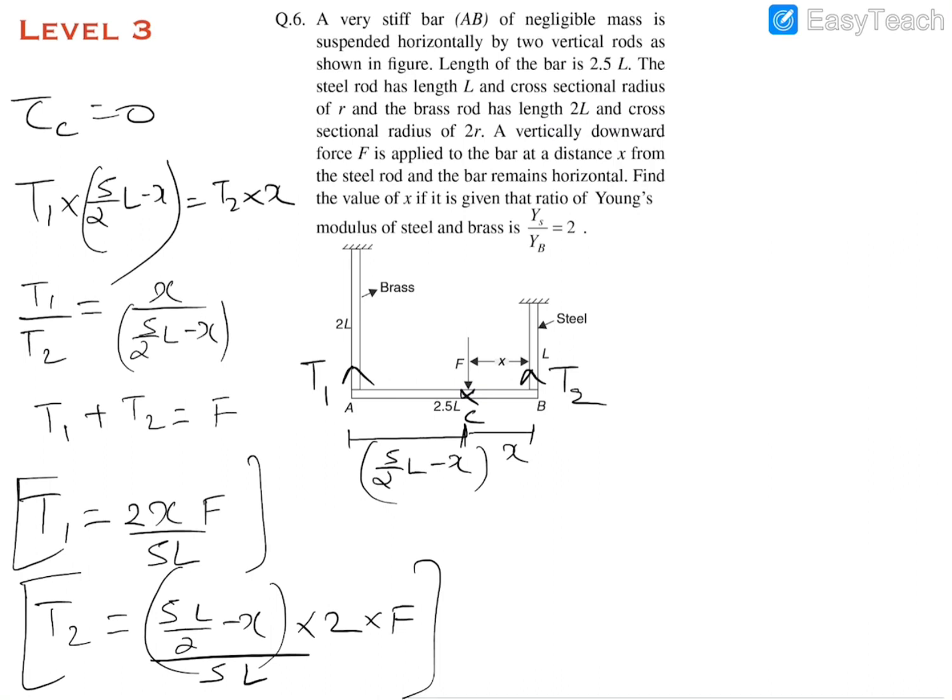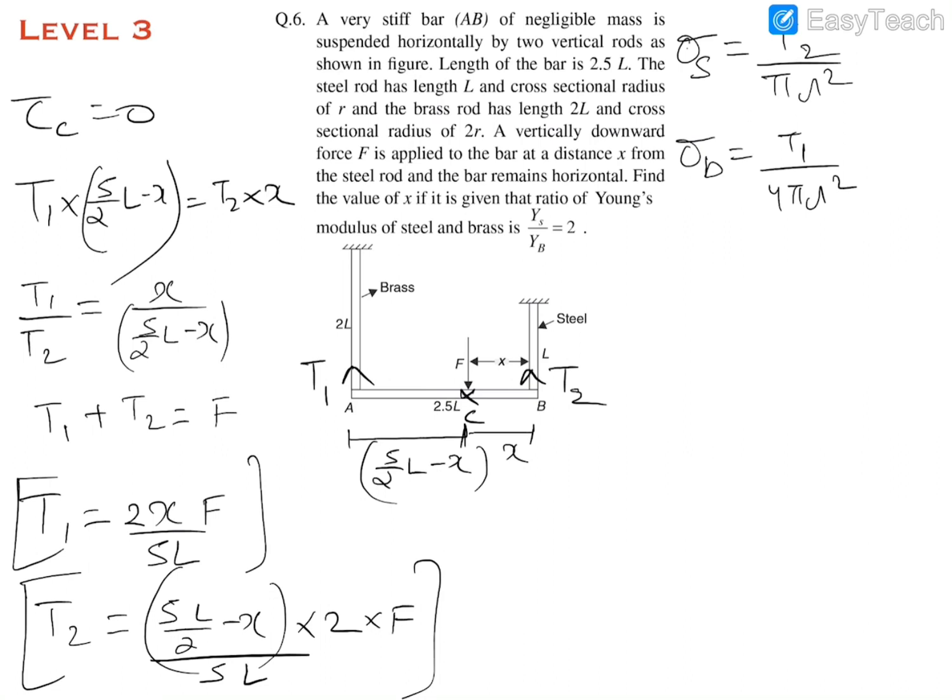And we can say that stress in steel will be equal to T1 upon pi r square, while the stress in brass will be equal to T2. In fact, sorry, I have taken the tension in the steel as T2 and the tension in the brass as T1. So this is T1. The area of cross section of the brass has radius 2r, so the area would be 4 pi r square.